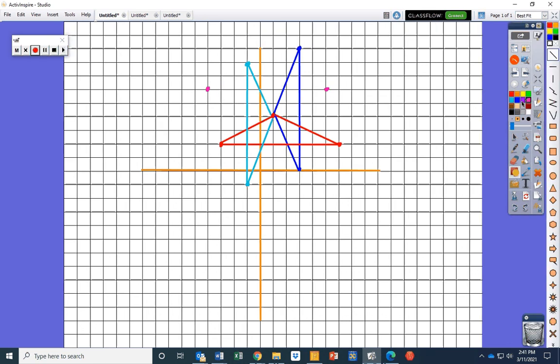Okay. All right. So we rotated. Whee, like that. Okay. All right.